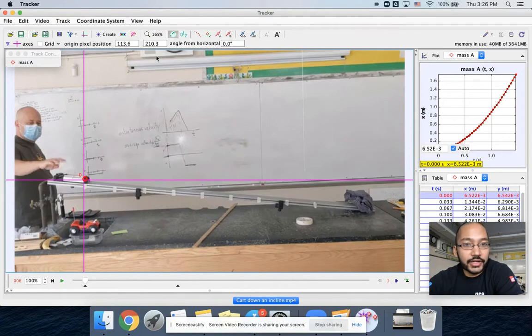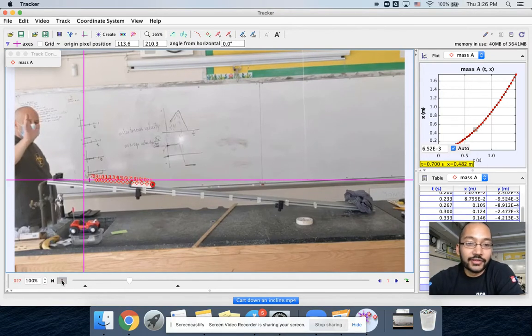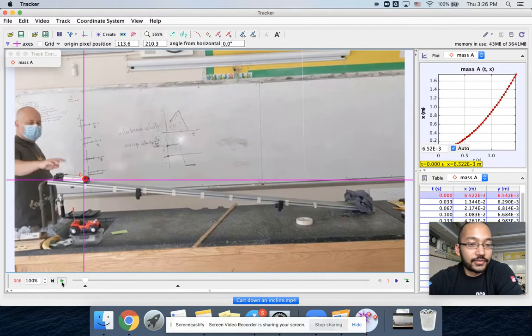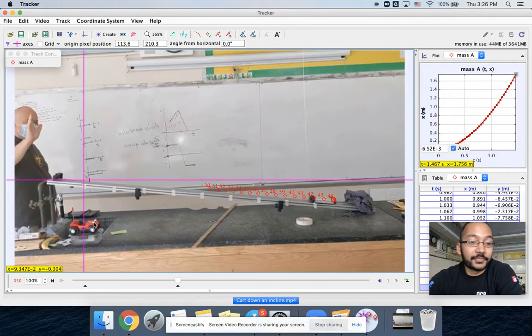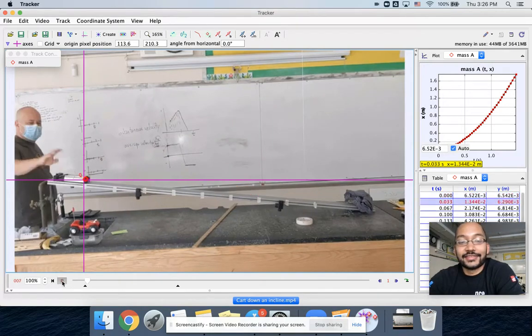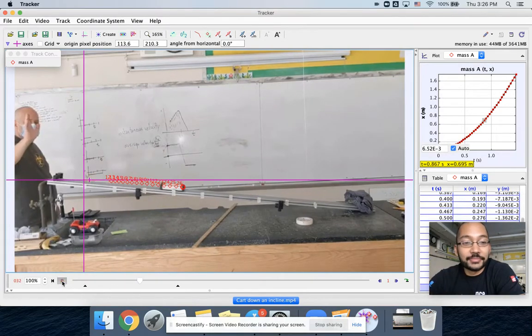So this is Tracker, it's motion analysis software. It tracks the object and it'll produce some nice graphs for us. So you can see when Mr. Walla let go of the cart, we're getting this nice position versus time graph. And as you would expect, it's speeding up as it goes down. But this is not that great of an analysis because of our choice of axes.